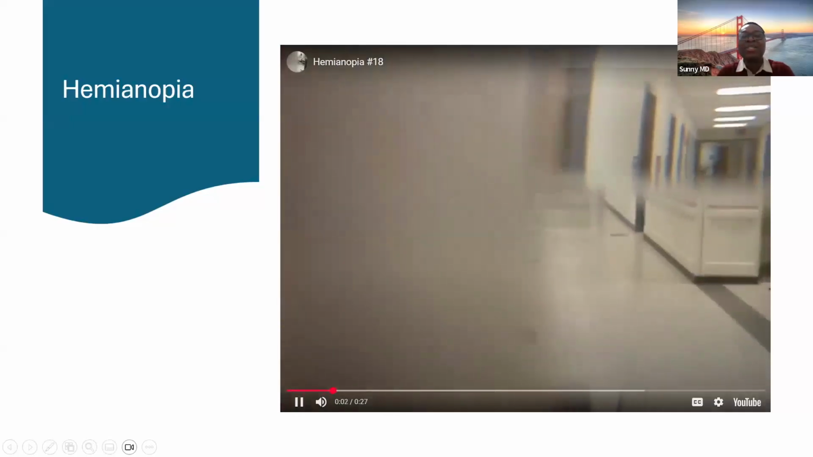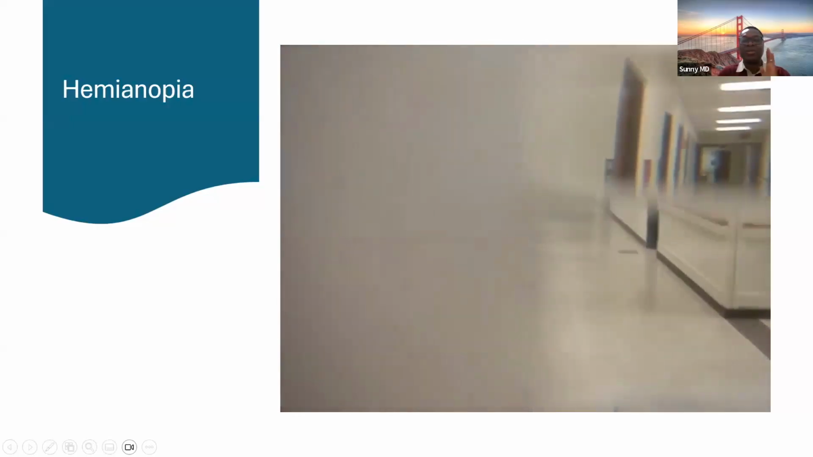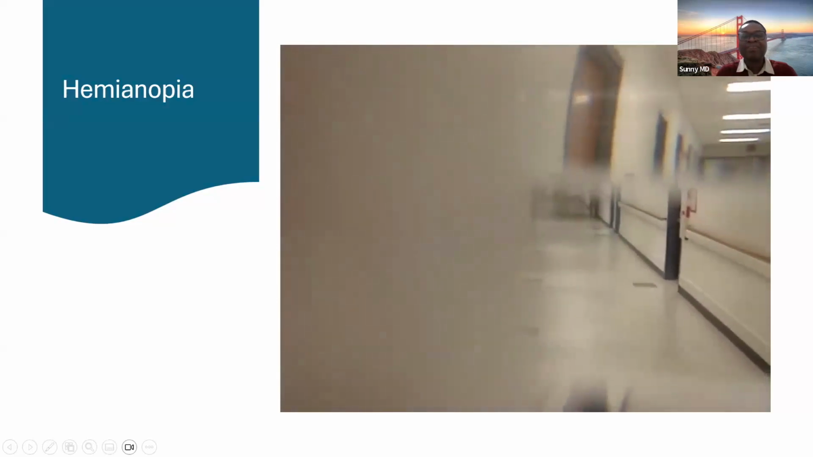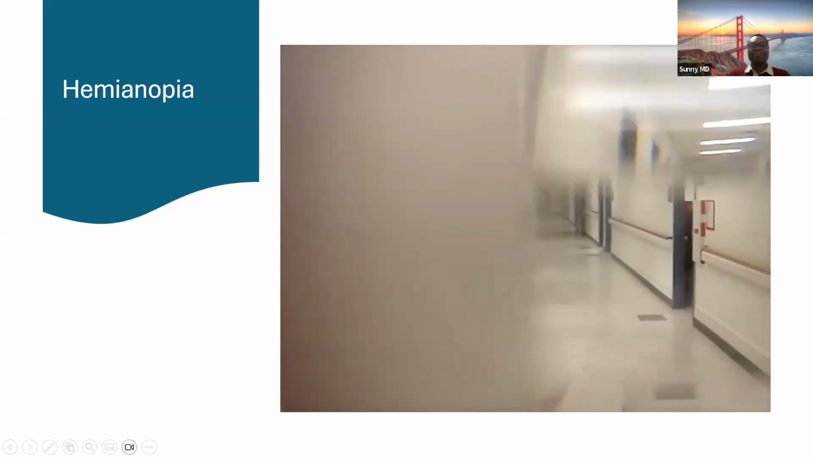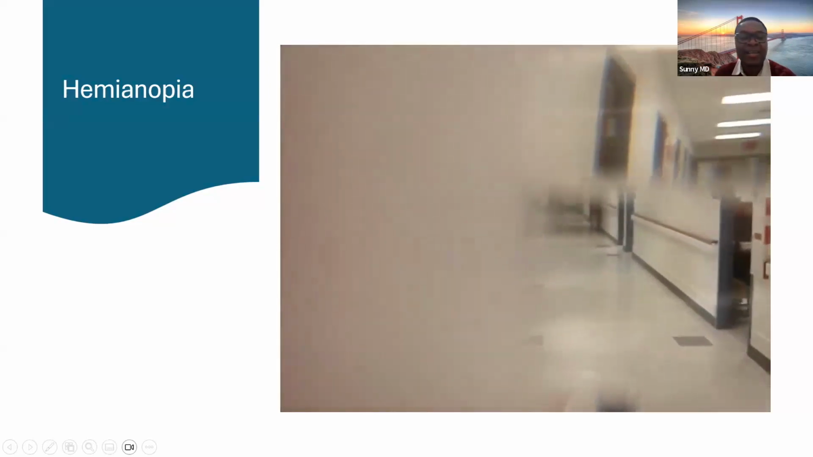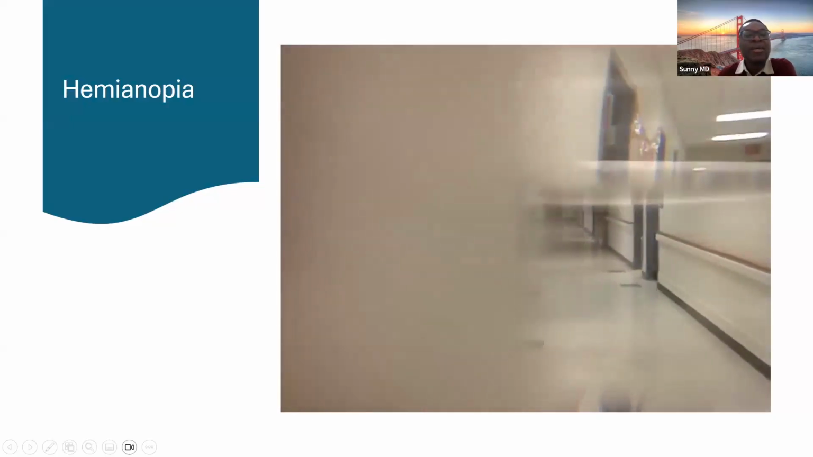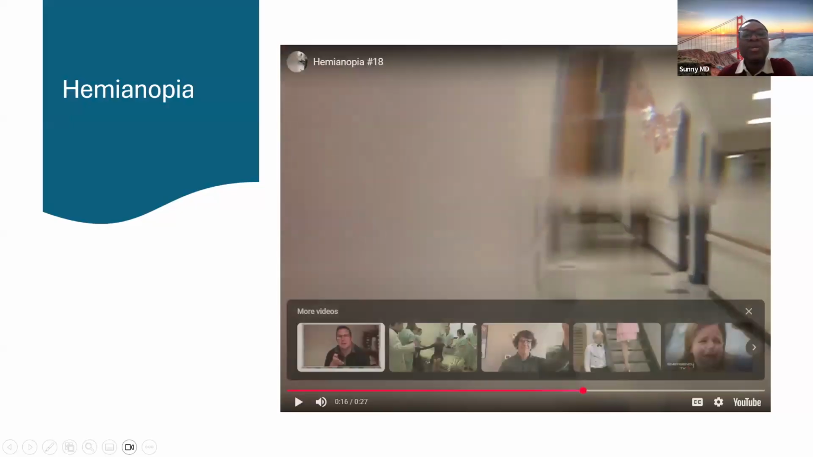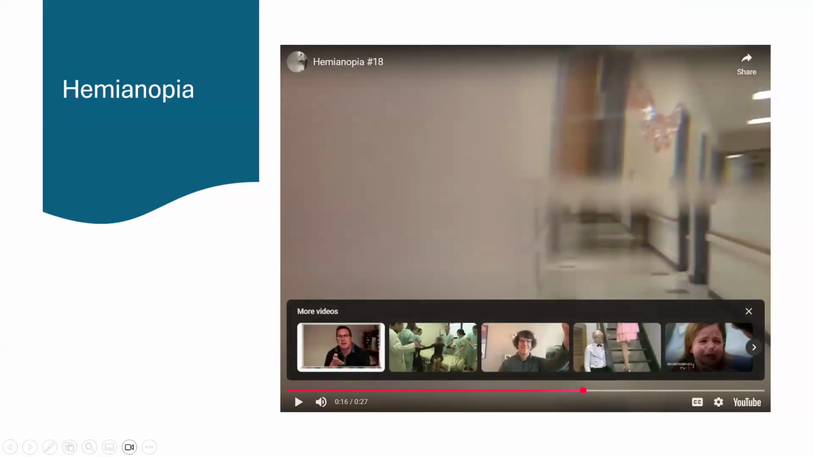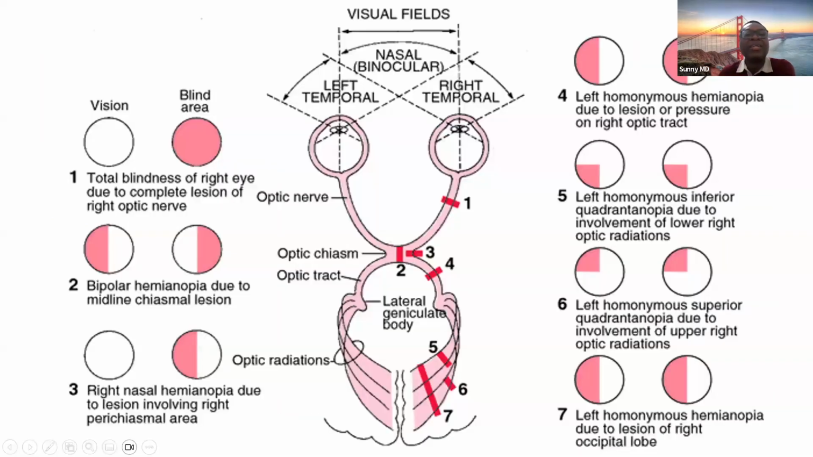So have a look at this slide. This is a gentleman, he's walking. Look at the speed of vision. What can you see? Who can tell me what that is? Left homonymous hemianopia. Homonymous hemianopia, that's correct, okay?